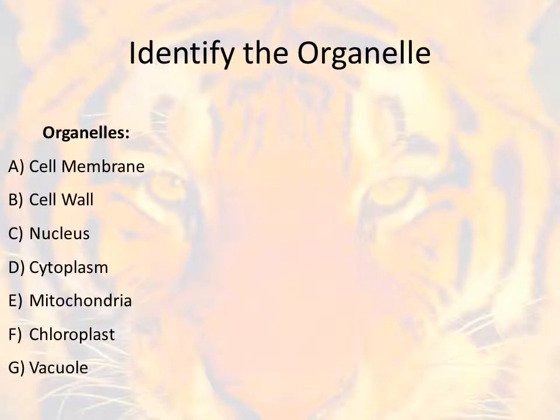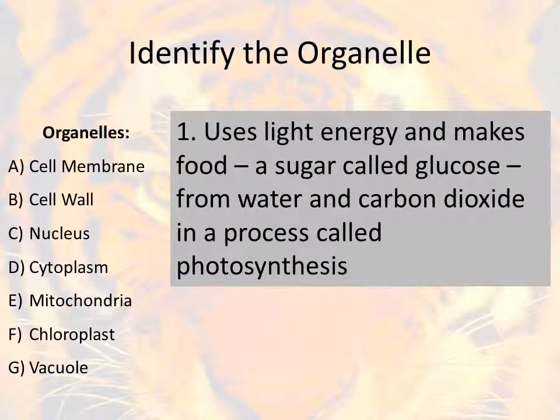So if we look at your list, this is the exact same list you have on your notes. We're going to put up numbers with descriptions. So once again, if we go too fast, simply pause it and back up a little bit. Number 1 says this one uses light energy and makes food, a sugar called glucose, from water and carbon dioxide in a process called photosynthesis. So on your notes, you need to write the number 1 next to whichever letter you feel this goes with. One of the organelles over here matches this description. Pause the video if you need more time.